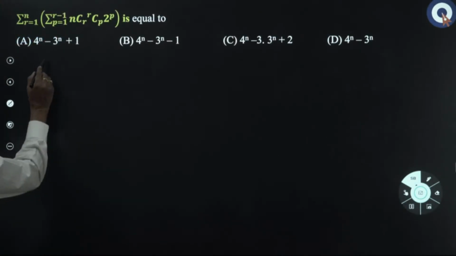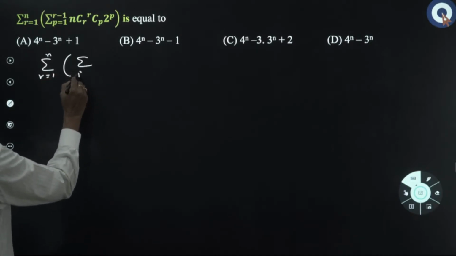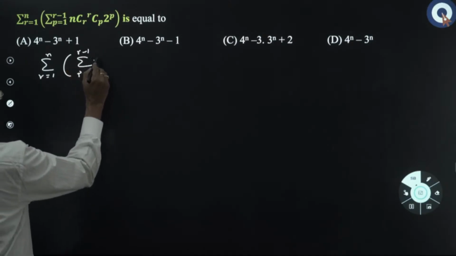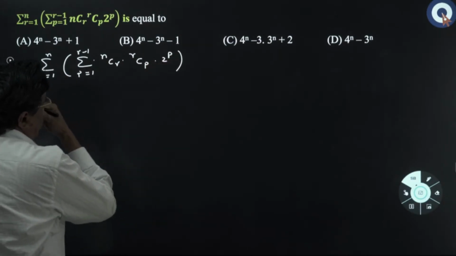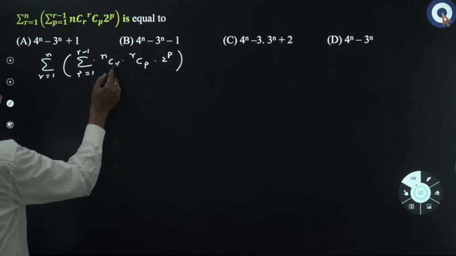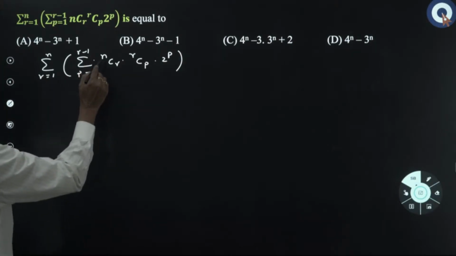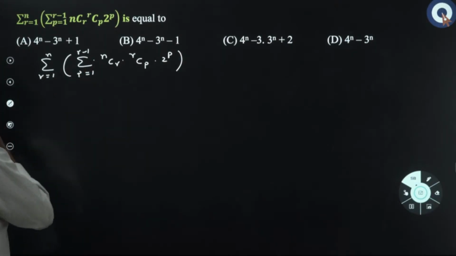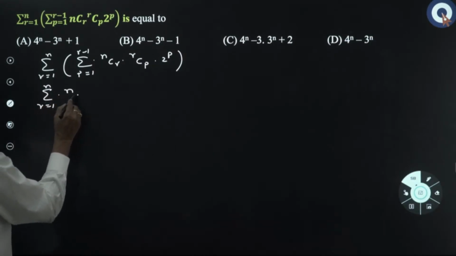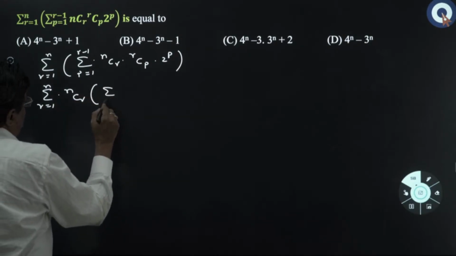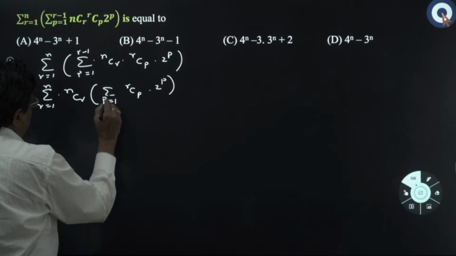Okay. Then sigma r is equal to 1 to n, sigma p is equal to 1 to r minus 1, NCR into RCP into 2 to the power of p, this value. Now, this NCR is anyway not affected by this sigma, because this sigma ranges from p to r minus 1. We will bring this NCR out of the sigma. So, sigma r is equal to 1 to n, NCR into sigma RCP into 2 power p, p ranging from 1 to r minus 1.